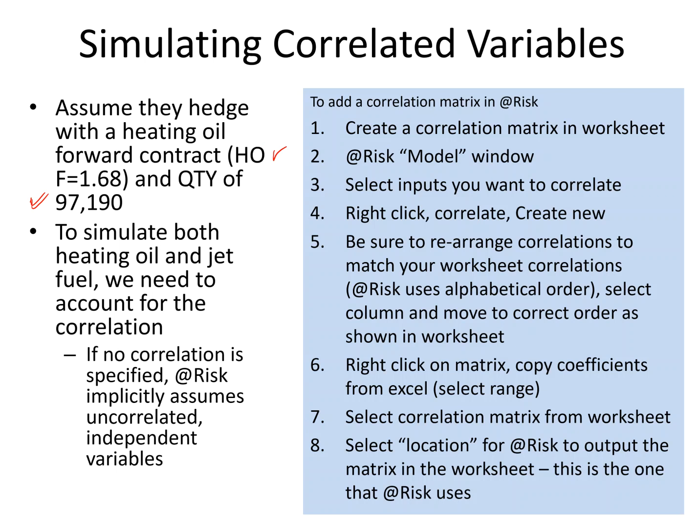Now, to run the simulations on both heating oil and jet fuel, if I don't specify a correlation for those two variables, @RISK will implicitly assume that there's zero correlation. In other words, they're independent random events. However, they're very highly correlated, 97%. So on any given day, when one is up, the other one tends to be up. We need to build that correlation into the random variables in @RISK, and I'm going to follow these steps.